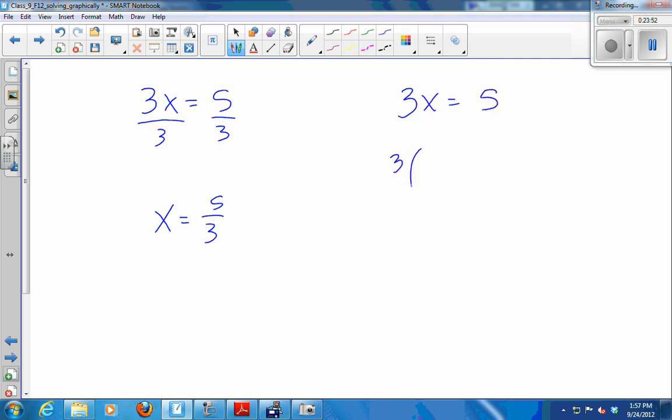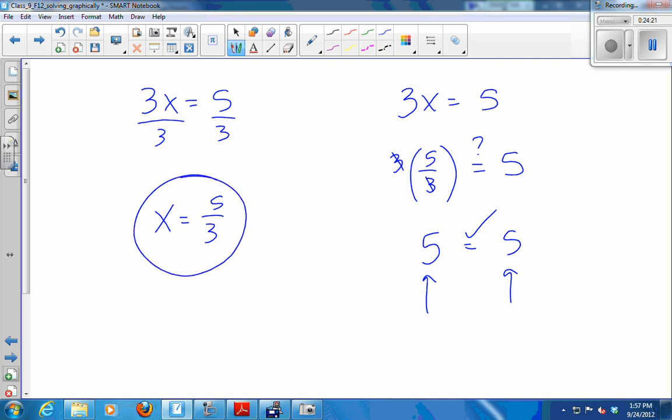So instead of an x here, I'm going to put a 5/3. I want to make sure that the equation is actually true. Well, 3 times 5/3, the 3's cancel and I get 5. 5 equals 5, check. This is where the 5 comes from. It's what each side of the equation equals when you plug the x in. So that's the solution. The y is just what you get on both sides of the equal sign when you plug the x value in.